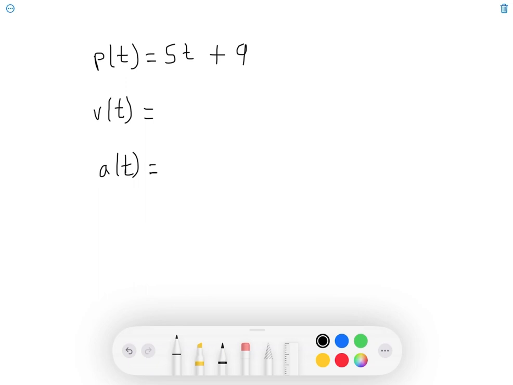So the first equation says P of t equals 5t plus 9, and P of t is a way of representing the position of an object. So in this example, if we plugged in, for example, 0 for t, which stands for time, we get 9, which means at a time of 0, the position of this object will be 9.